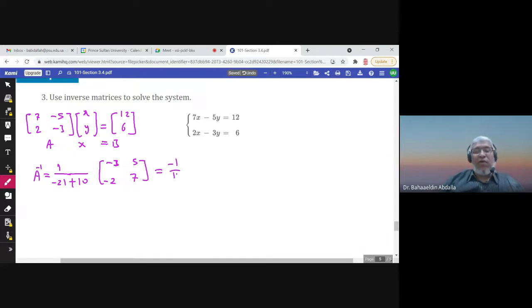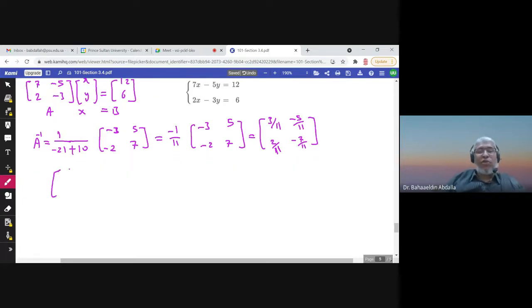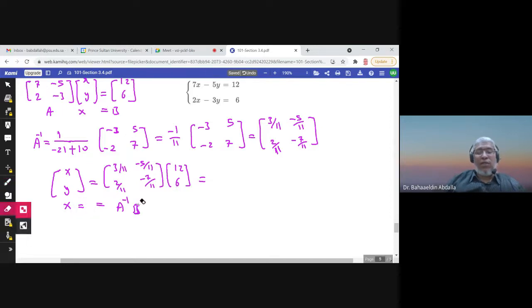So I have negative 1 over 11 times negative 3, 5, negative 2, and 7. Will multiply negative 1 over 11. So I have 3 over 11 here, negative 5 over 11 here, 2 over 11 here, and negative 7 over 11 here. Now this is the matrix A inverse. So X, which is the matrix XY, would be equal to A inverse, which is this matrix, times the matrix B, and let us multiply these two matrices.